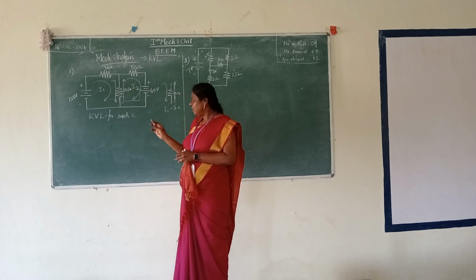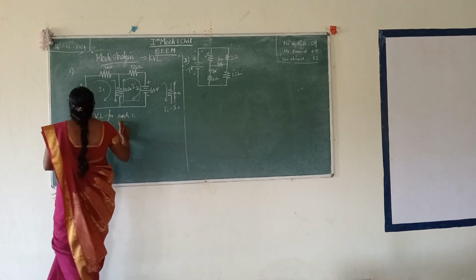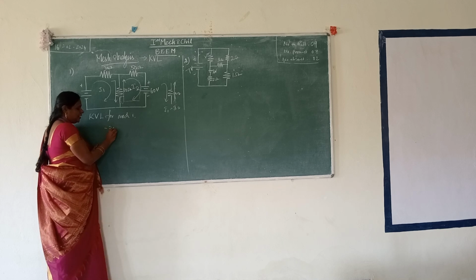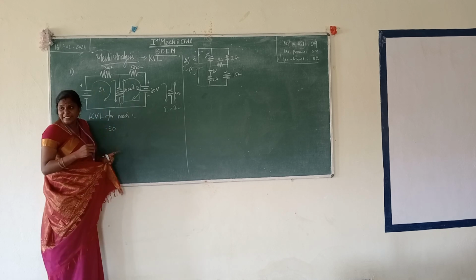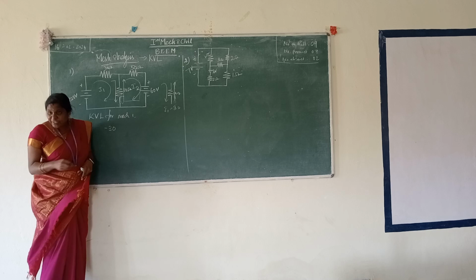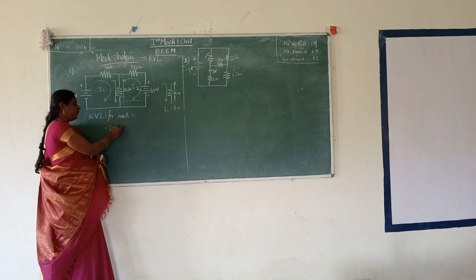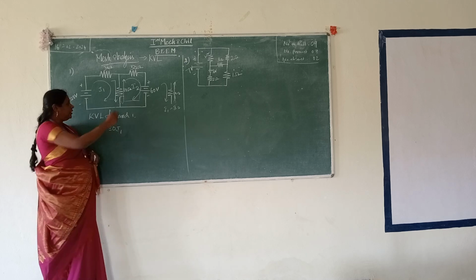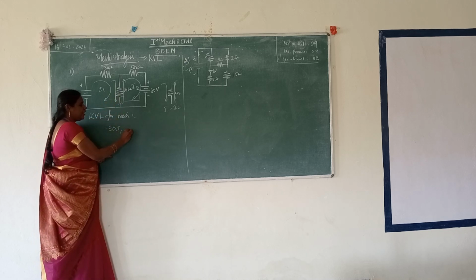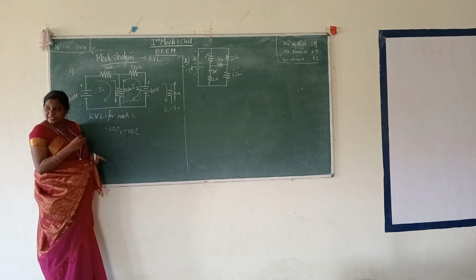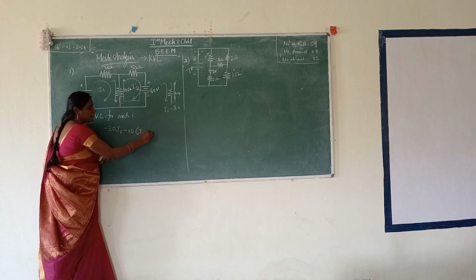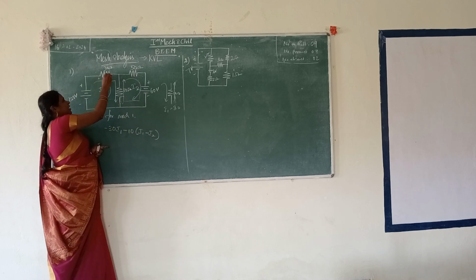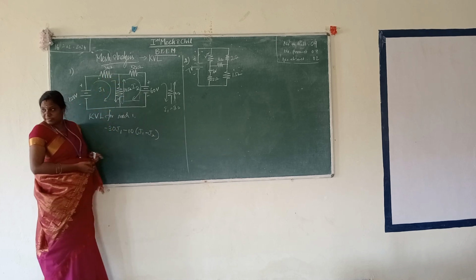Up to that, clear? So we write KVL for mesh 1. Minus 30 into the current flowing through that resistor, which is I1, so minus 30 I1. Then coming here, minus 10 into the current flowing through that resistor, which is I1 minus I2. Then coming here, we put the sign accordingly.